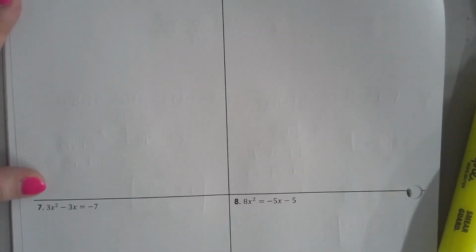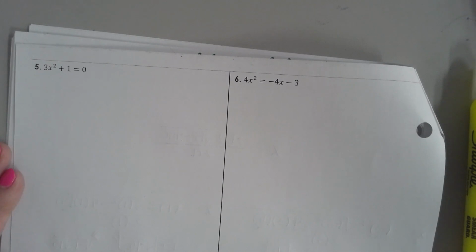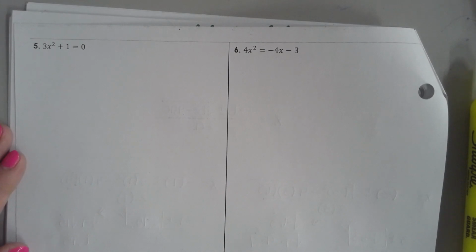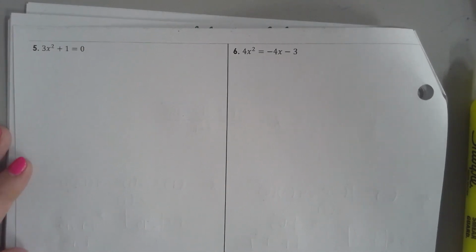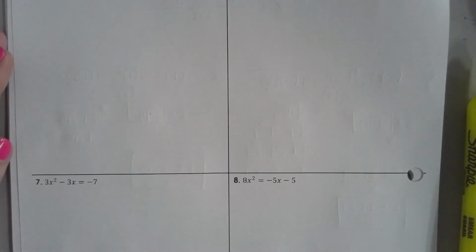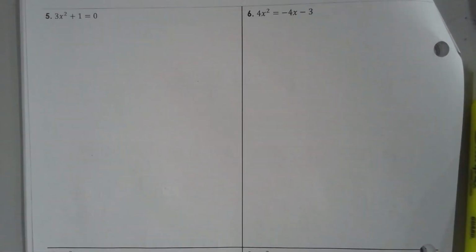Now the 4 on the back are a tad bit harder because they're not all just set equal to 0. So number 5, what's your a? 3. What's your b? 0. Why do you know that b is 0? Right. b is always paired with just a plain x. You don't have a plain x, so your b is 0. And what's your c? 1. The other 3 you've got to get set equal to 0, so you're going to have to move some terms around. So it'd be -0, which would just be 0. So work on those 4.